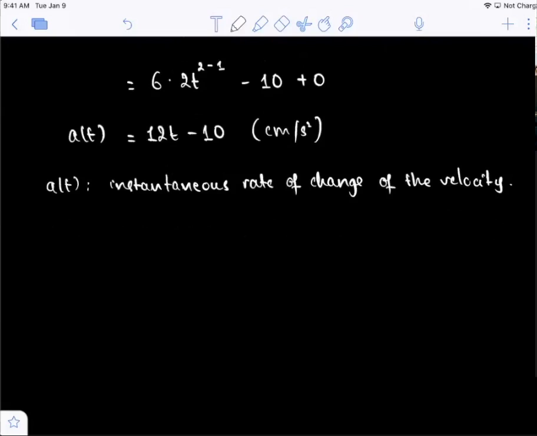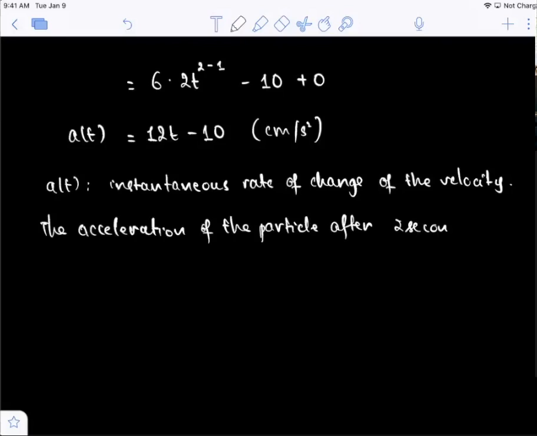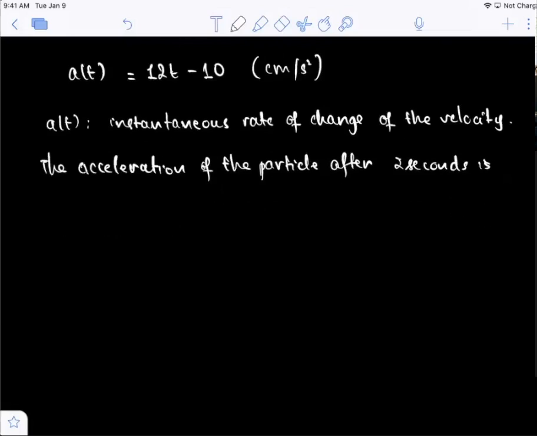Now for the next part, you want to calculate the acceleration of the particle after 2 seconds, right? So a of 2, because in this case t equals 2. So a of 2 equals 12 times 2 minus 10. You got 24 minus 10, which is 14. This is centimeter per second squared.